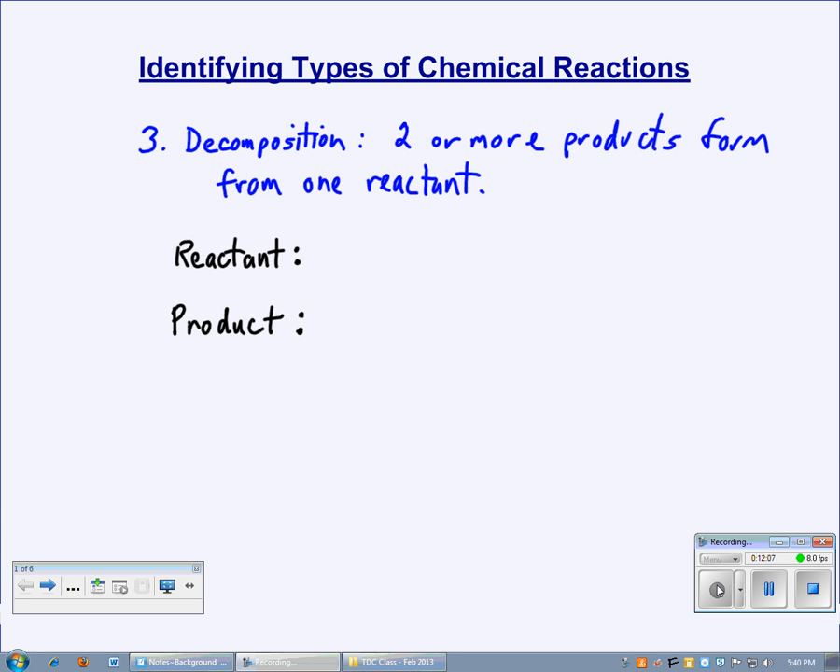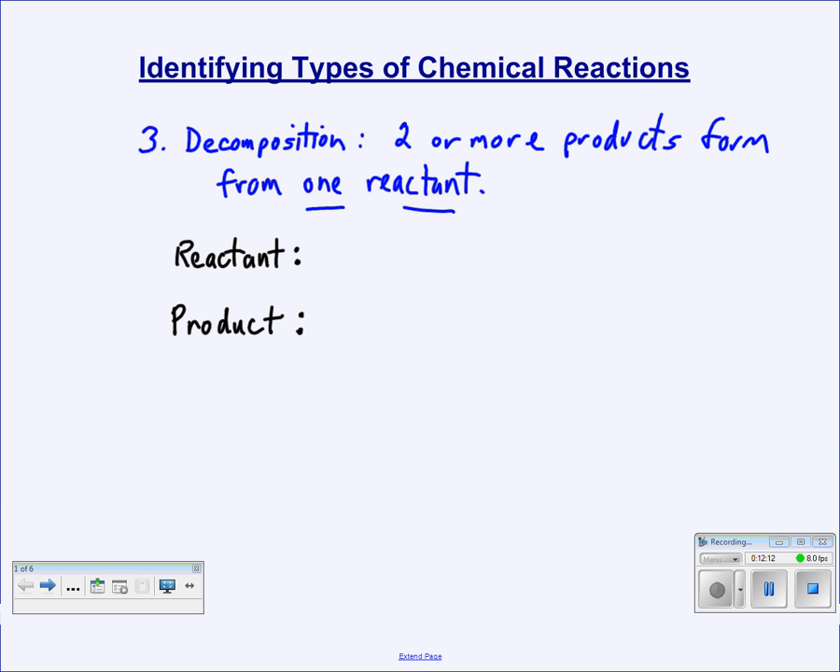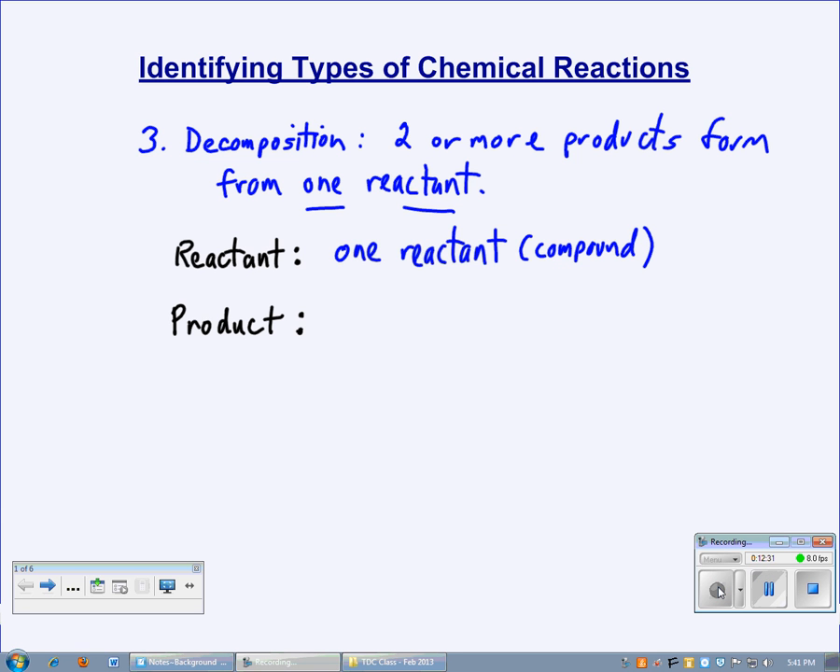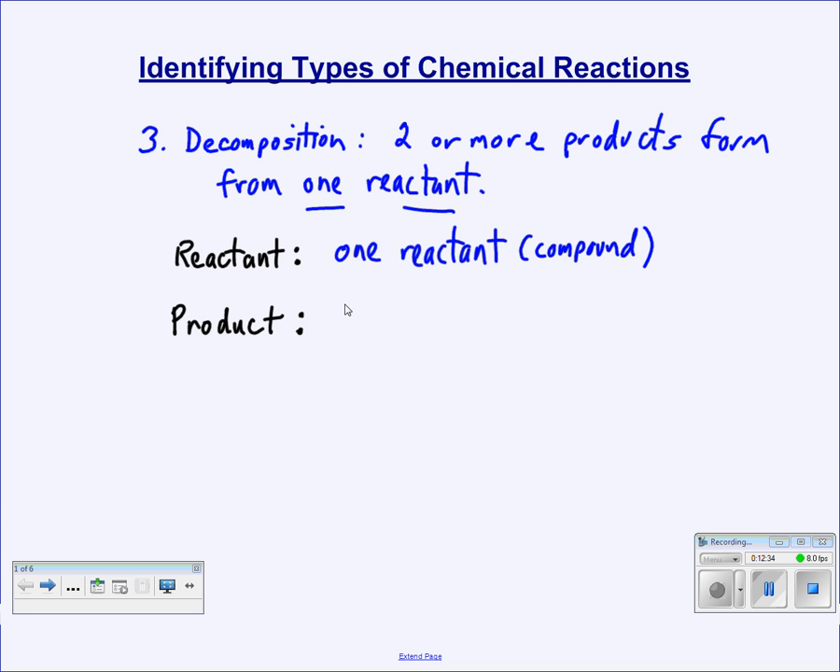So how would our reactant side look? Well, on the reactant side, there's only going to be a single reactant. And that reactant must be a compound. If it's an element, it's not going to break up into anything. And on the product side, we would see two or more products.